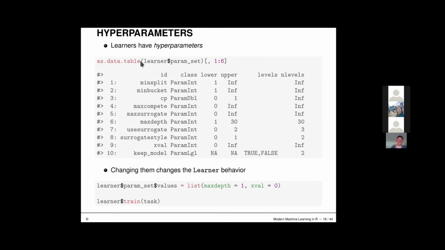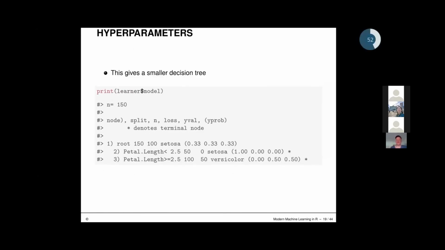Okay, so you have these hyperparameters in there, and you can also set the hyperparameters for a learner by just assigning a named list to the field values of the field parameter set here. And then here, for example, we say the maximum depth for the classification tree is now 1. And if we train the learner again, well, it will behave differently, right? It will give a smaller decision tree here, for example, a decision tree of depth 1. So this is just a stump. This is a really, really shallow tree. Just one split point, right?